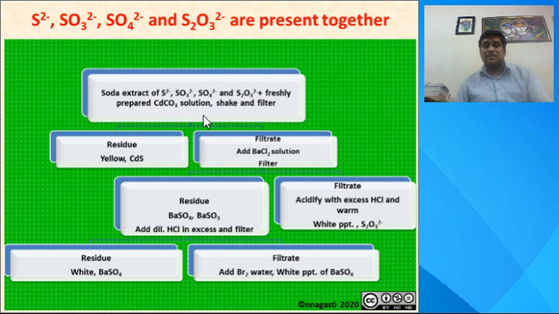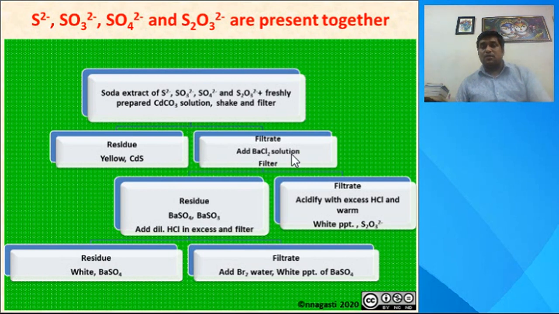Then add freshly prepared cadmium carbonate solution into it. What will happen? Sulfide, CdS, cadmium sulfide will be precipitated. Rest will remain in solution. So by filtering we can separate sulfide in the form of cadmium sulfide. In the filtrate we have sulfite, sulfate and thiosulfate.